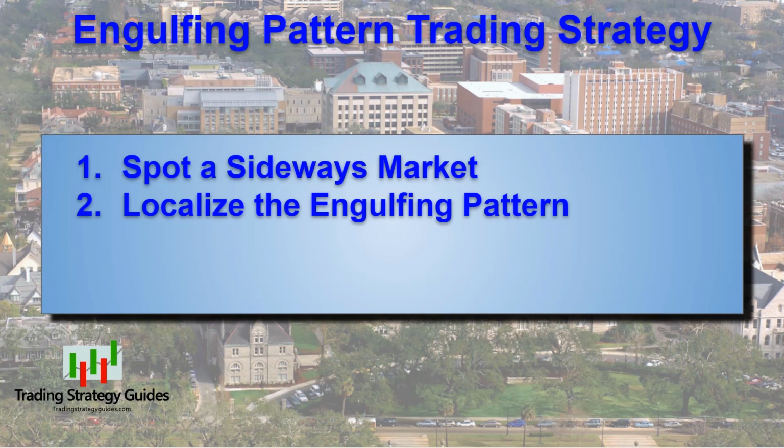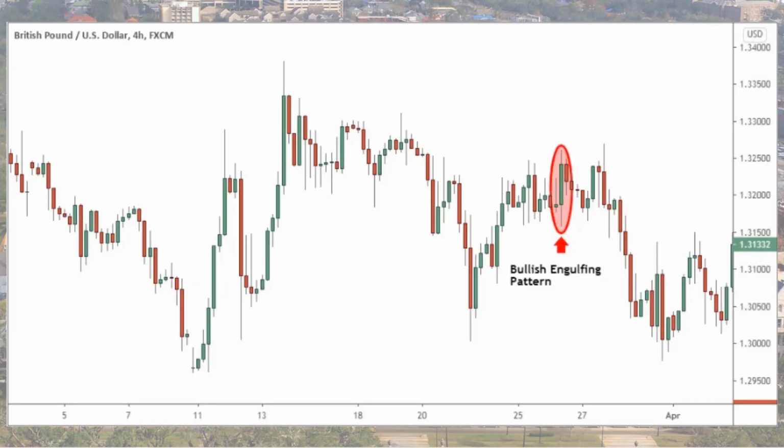Localize the engulfing pattern. The ranging price action needs to be followed by the engulfing pattern. Going on with our Great British Pound USD chart, we can spot a bullish engulfing pattern. Since we're still in a range, the buyers of the engulfing pattern need to overcome a lot of resistance levels that were built in during the consolidation phase. What happens is that buyers who got tricked into entering the bullish engulfing pattern are now trapped inside a consolidation zone.